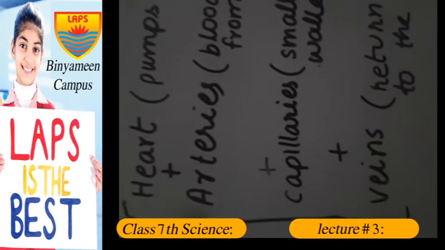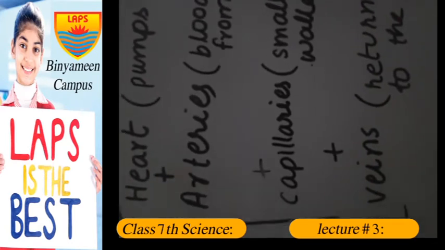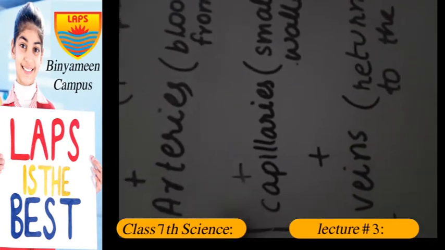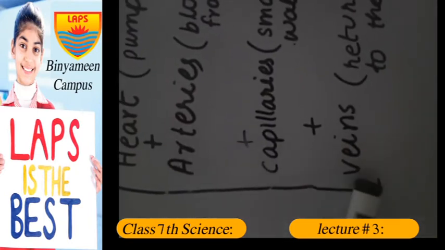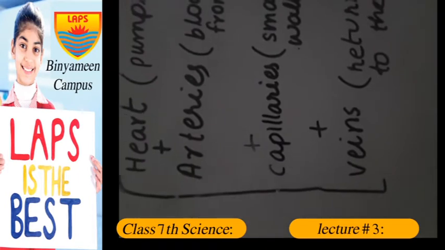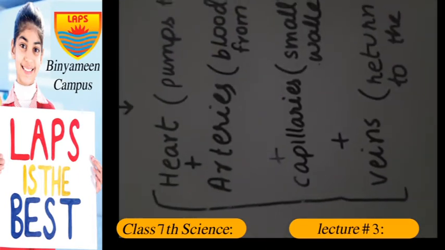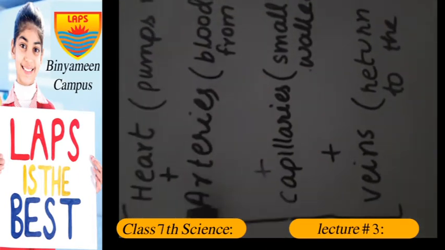You also have a network of tube-like things in your body. These are called blood vessels. Yes, arteries, capillaries, and veins. These are blood vessels that are tube-like structures. First, we will discuss arteries.